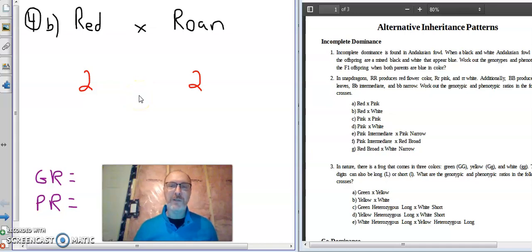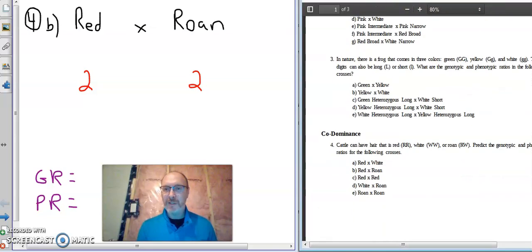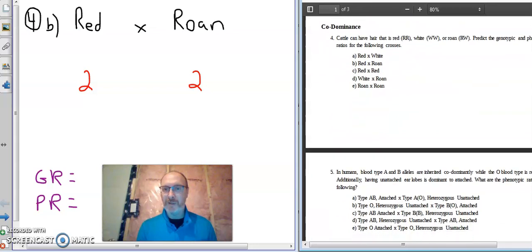Alright, so we're in the genetics unit and we're looking at alternative inheritance patterns, ones that don't match the law of dominance. We've just finished up with incomplete dominance. We're working on this handout called alternative inheritance patterns, and now we're looking at codominance. I'm going to do a couple of questions for you, one that involves one trait, and then I'll do a two-trait cross as well that involves codominance.